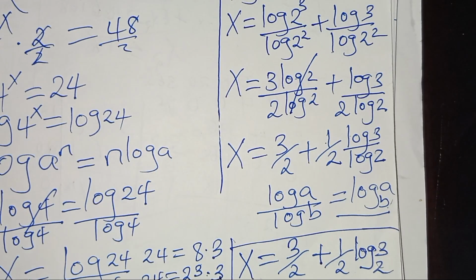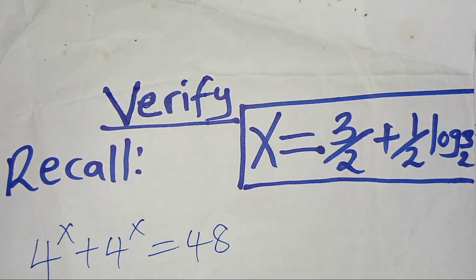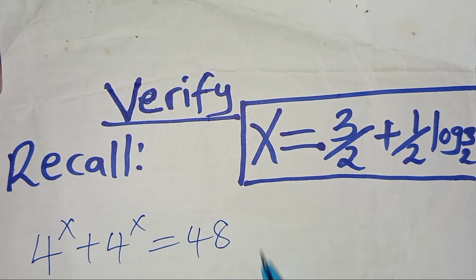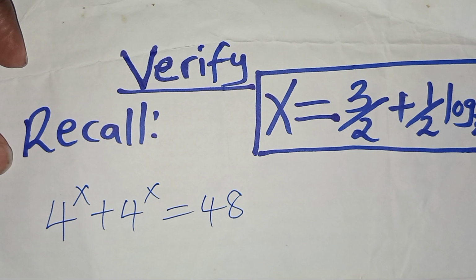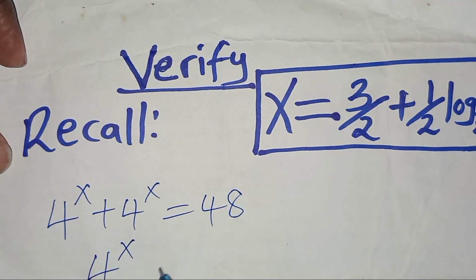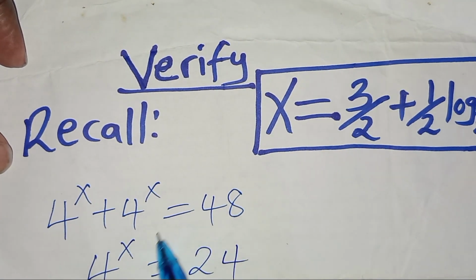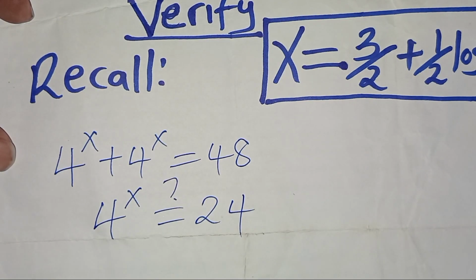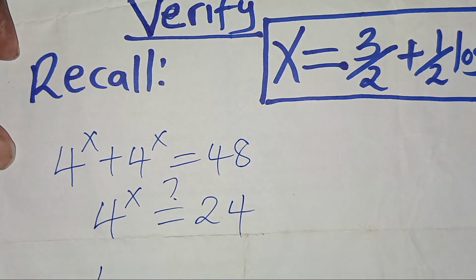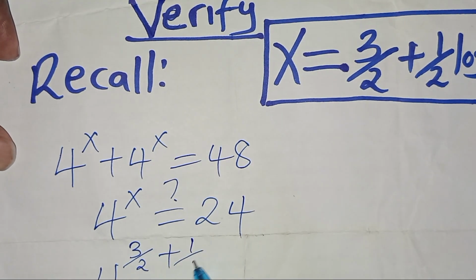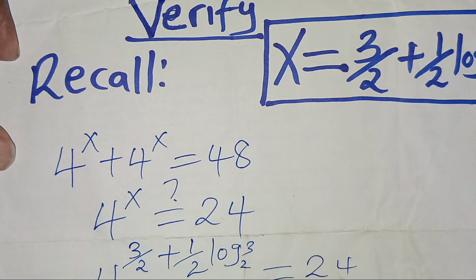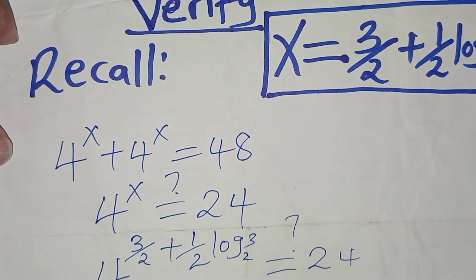And now let's verify that this value of x actually satisfies the equation. If you recall, we had 4 to power x plus 4 to power x equal to 48, and we simplified this further to 4 to power x equal to 24. So let's substitute the value of x. We'll have 4 to power 3 over 2 plus half log 3 to base 2 equal to 24. Let's check if this is true.